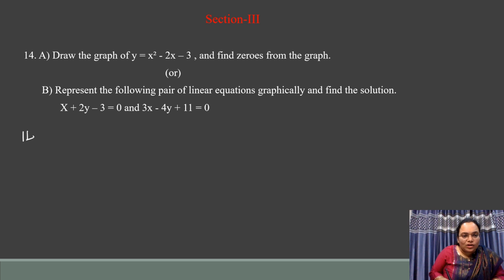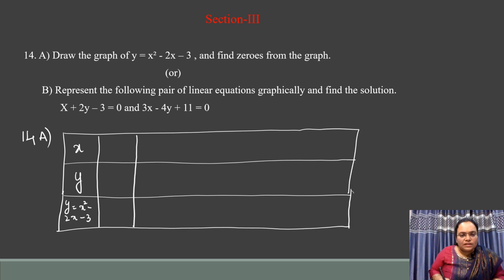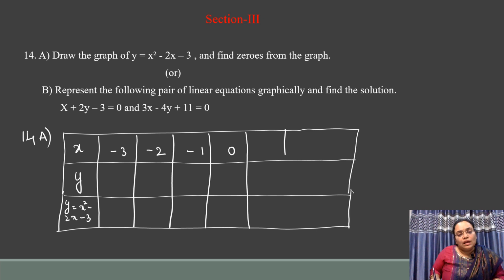So we will solve the first one, 14th A bit. Draw the graph of y is equal to x square minus 2x minus 3 and find zeros from the graph. So we need to find the zeros of the given polynomial using the graph. Okay. We'll take the values from minus 3 to 3 and check by plotting the graph if we have any zeros. Okay. If we want to extend the values, we will extend while plotting the graph.